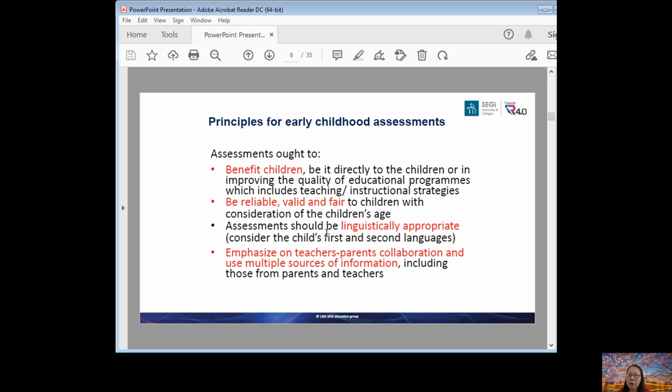Principles for early childhood assessment. As far as assessment is concerned, there must be benefits to it. Benefit children. Your assessment must benefit the children, be it directly to the children or in improving the quality of education programs, which includes teaching and instructional strategies.